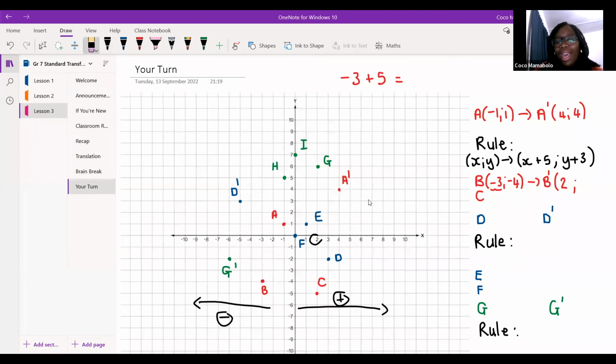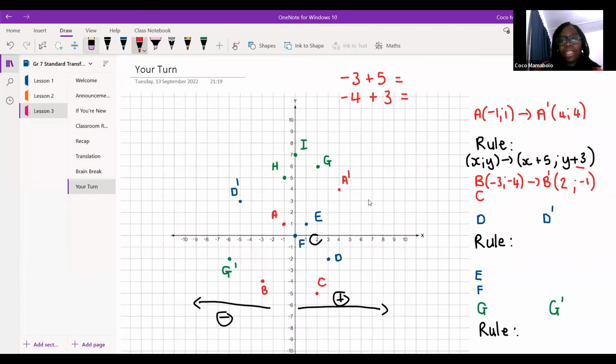And then I need to take my Y value, and my Y value is negative 4. And I need to plus 3. So negative 4 plus 3. How much is negative 4 plus 3, guys? Thank you, Mrs. Cruz. Thank you, Nionella. It's minus 1. So my new coordinate for Y on B prime is going to be minus 1.